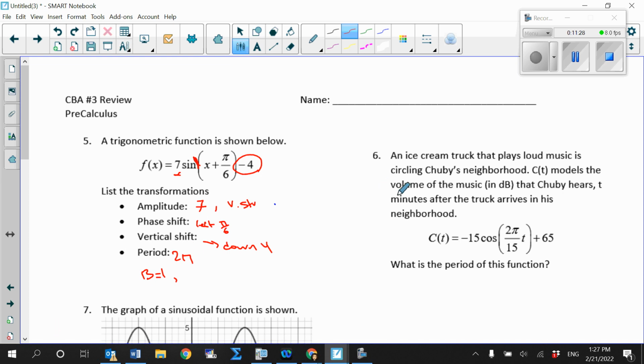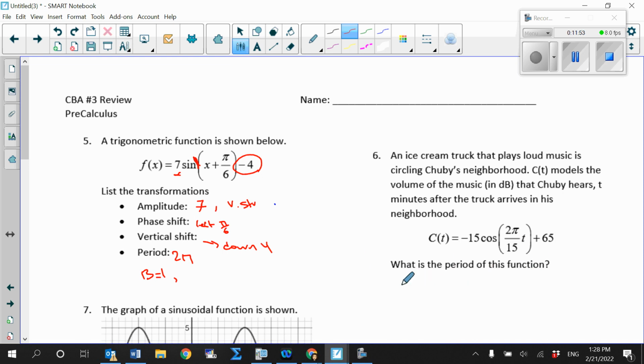Okay, let's go to the next one. An ice cream truck that plays loud music is circling Tubby's neighborhood. C of T models the volume of the music in decibels that Tubby hears, T minutes after the truck arrives in this neighborhood. So this is the function, and it's asking what is the period of this function.